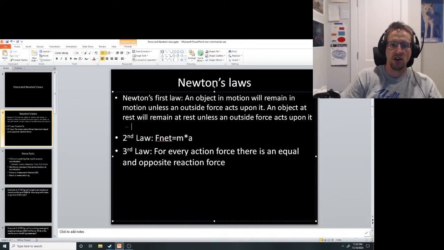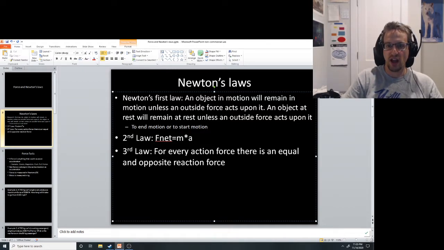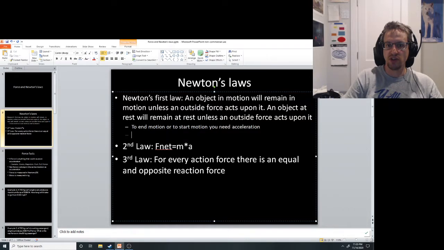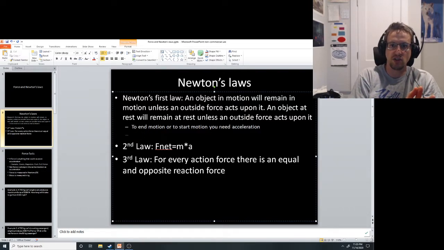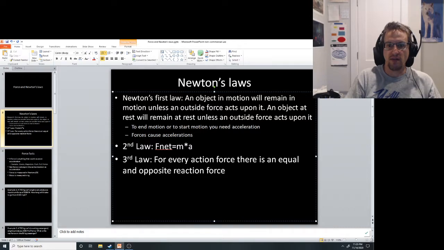All right, so let's break it down. To end motion or to start motion, what has to happen? Motion is like velocity, right? And if you want to stop or start that motion, you need acceleration. So what this law means is that to end motion, we need an acceleration, and a force will do that. Unless there's a force, there won't be an acceleration. So basically, this is telling us forces cause accelerations. That's all it's telling us.